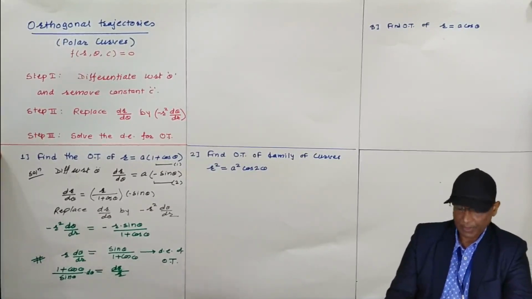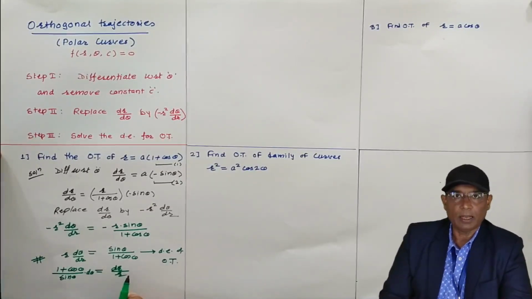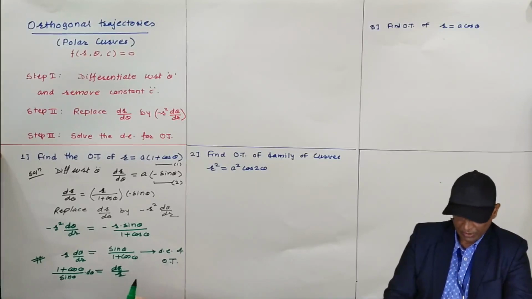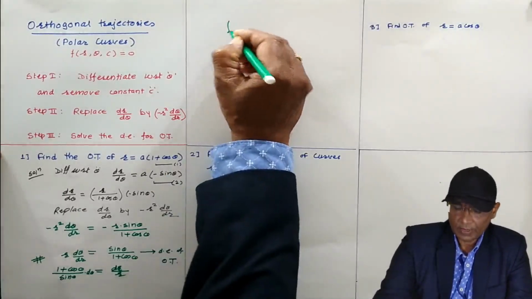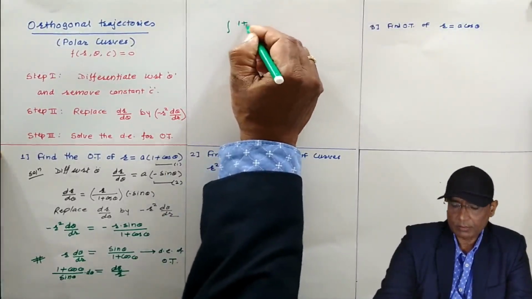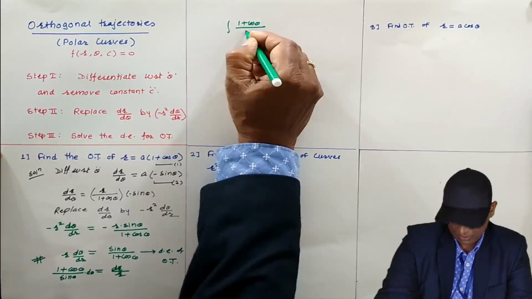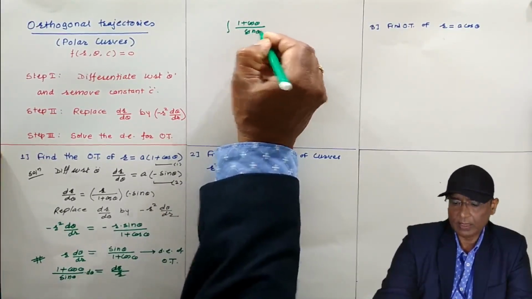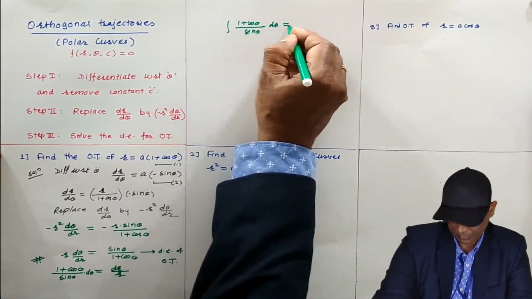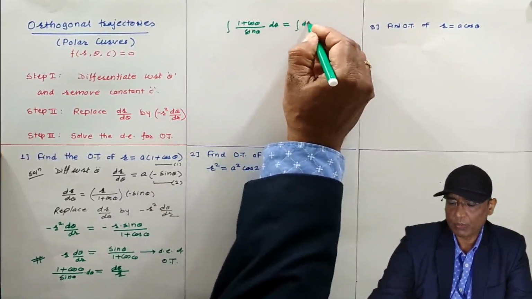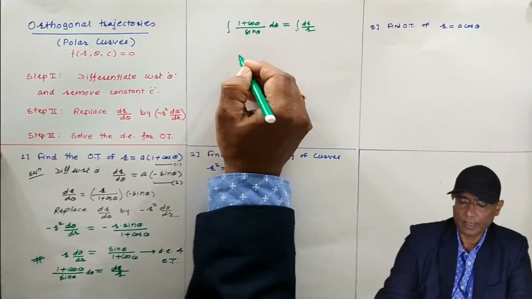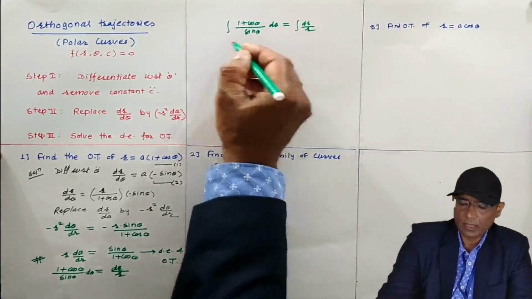Theta and r I have separated. While separating theta and r, dr and d theta must be kept in the numerator. Take integration then: (1 plus cos theta) by sin theta, integrating with respect to theta, and here integration with respect to r. So you can easily solve this integral.